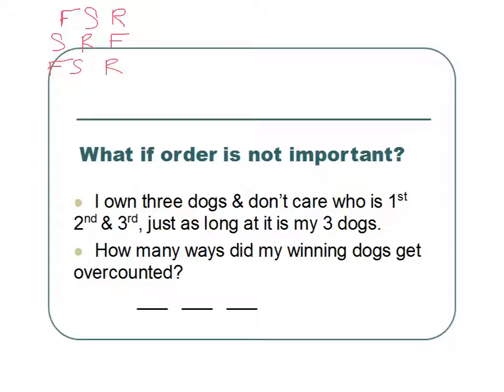how many ways did my F, S, and R all get picked as the top 3 dogs? Well, I have 3 options for that first dog. It was either Fido, Spot, or Rover. I have 2 options left for the next dog, and I'd have 1 left for that last dog. That's just 3 factorial. Every scenario of picking the top 3 dogs got overcounted by 3 factorial.